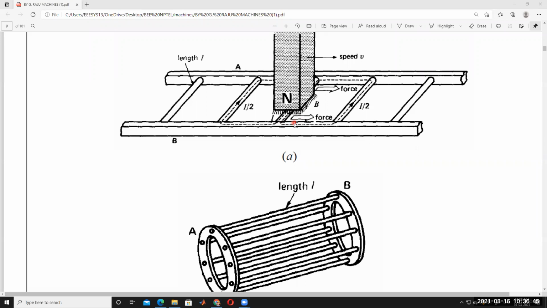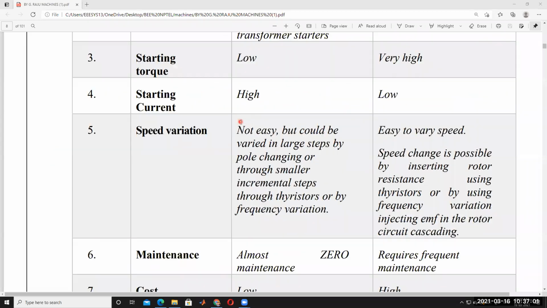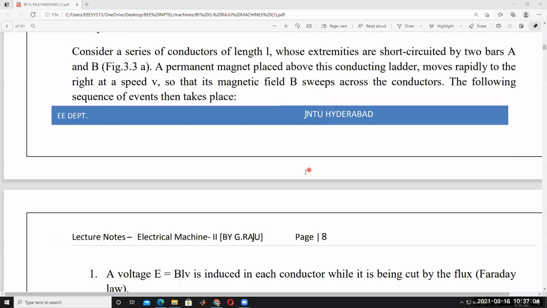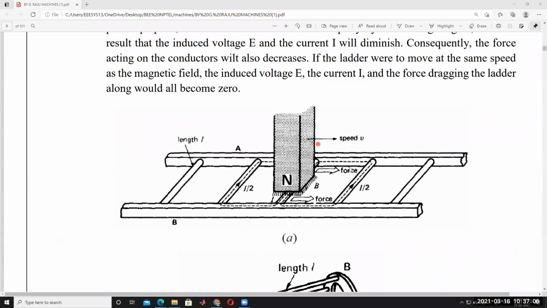In that case, what happens? Zero torque means the speed of the rotor is decreasing, but the stator rotating magnetic field speed is constant. It does not depend on the rotor. The speed of the stator rotating magnetic field is constant: Ns = 120f/P, the synchronous speed. The stator rotating magnetic field rotates at a speed of 120f/P, depending on poles and frequency. That's why the stator rotating magnetic field is not changing.